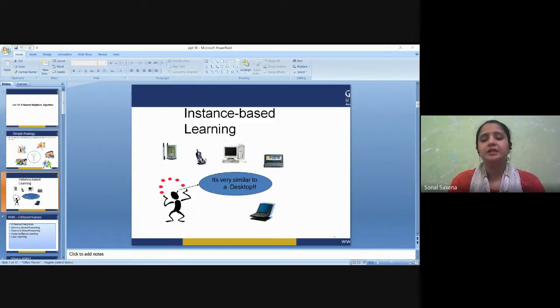Or you can say it is also called lazy learning. Now, the time complexity of this algorithm basically depends upon the size of the training data. The worst case time complexity of the algorithm is O(n), that is linear in nature, where n is the number of training instances.